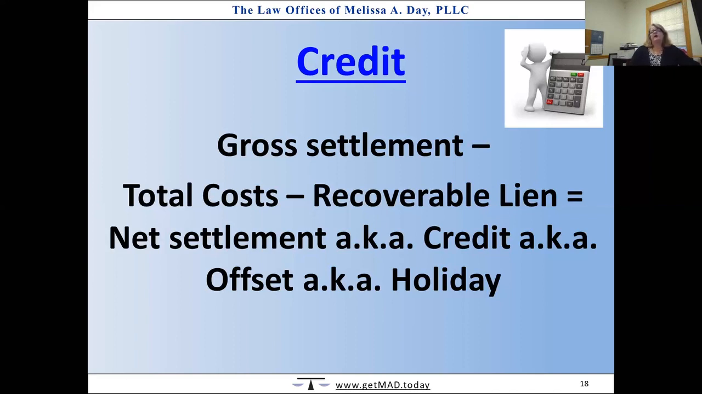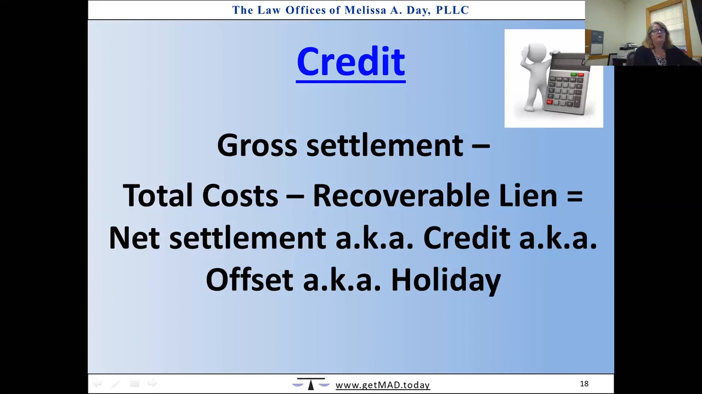And you should know that any of those terms are interchangeable: net settlement, credit, offset, or holiday, but definitely not lien. You cannot have a lien against future benefit. That's not the right term, so please don't use that term, and you'll do yourself huge favors because not only will people be impressed at the level of knowledge that you have about third-party settlements, but you'll also be making sure that you're distinguishing between your two benefits that you can obtain from a third-party recovery, which is the benefit from recovering past benefits paid and the benefit of being relieved of having to pay future benefits.